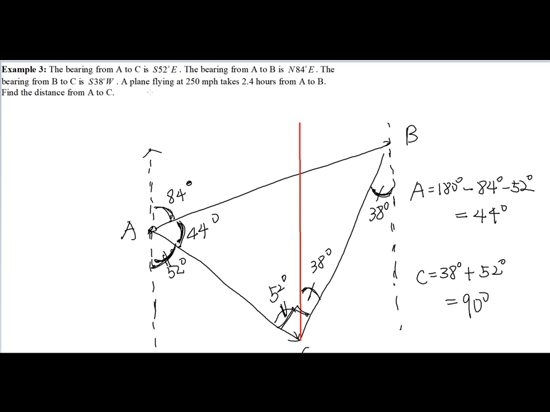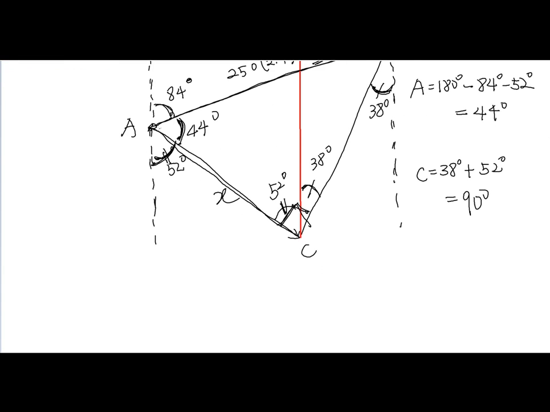Now it says a plane flies 250 miles per hour. It takes 2.4 hours to travel from A to B. So that means the distance from A to B is the speed multiplied by time, which is 600 miles. And since it's a right triangle, 600 miles is the hypotenuse, and angle 44 is given to you, and it says find the distance from A to C. So that's my x. So x is adjacent to 44.